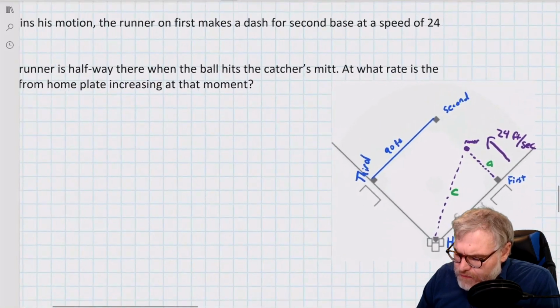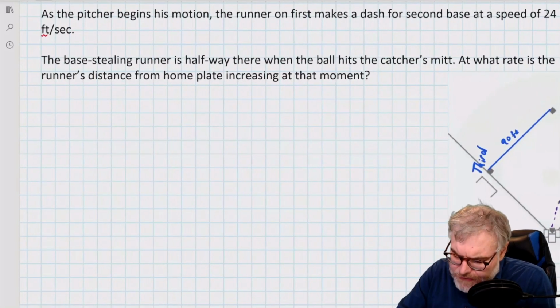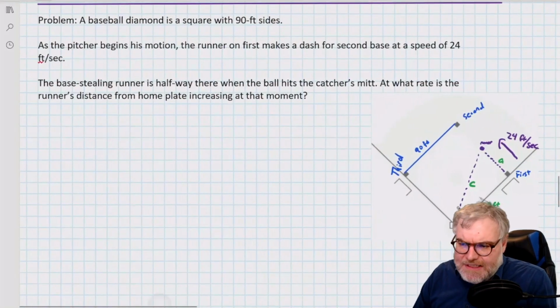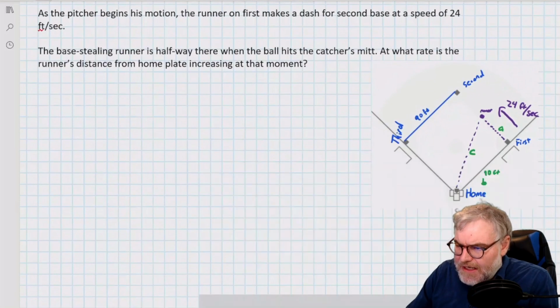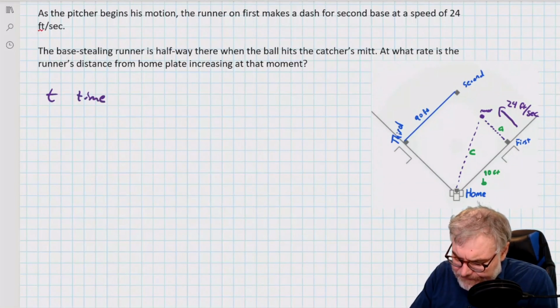So what are the variables? What's going on here? Well, I know that time's the thing that's driving. So I'm just going to write that, right? The runner is running at 24 feet per second. Time is driving this thing. Okay, we're going to write that down first. So T, time, it's measured in seconds. It's our driver.